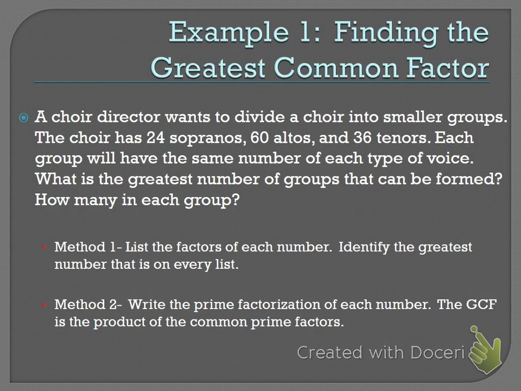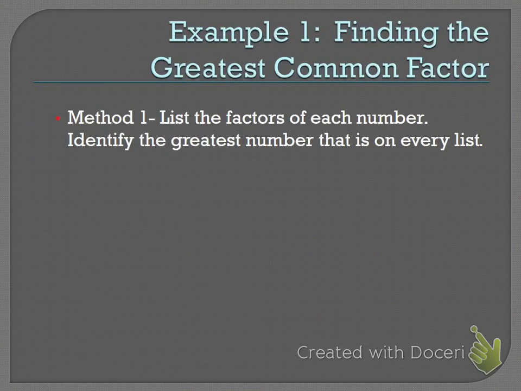So there's two ways that we can find this answer. In this example, we're going to do method 1, which is by listing the factors of each number. Not the prime factors, but the factors of each number. You don't have to write any of this down. All right, now let's break down our three numbers, 24, 60, and 36.